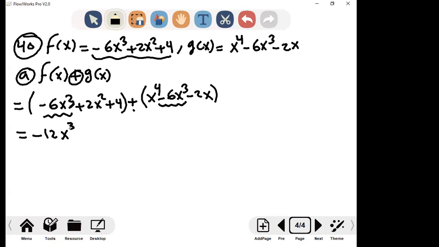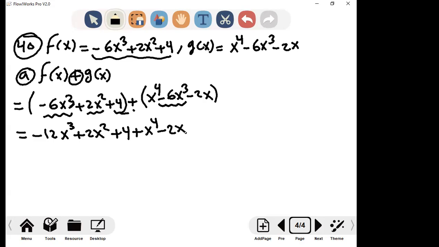Done? Stop. Plus 2x power 2. Do we have another x power 2? No. So this comes down with its sign, 2x power 2. But 4. Do we have another constant? No. The 4 comes down. Still, x power 4 and minus 2x. Do we have another x power 4? No, it comes down. Do we have another x other than negative 2x? No, it comes down with the sign, don't forget.